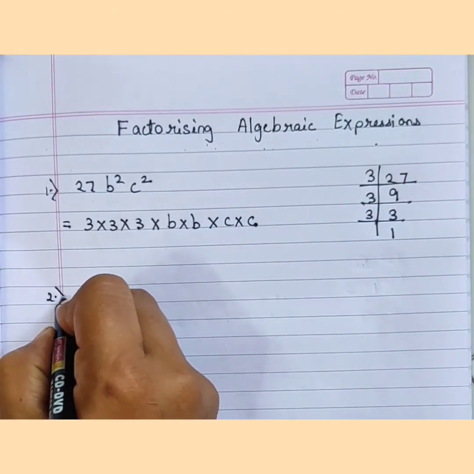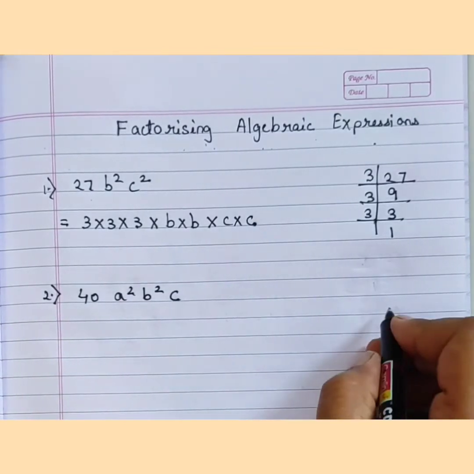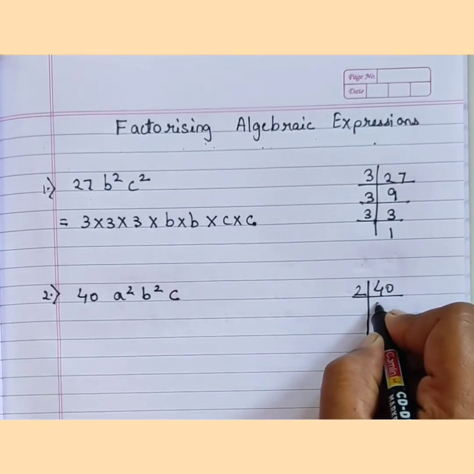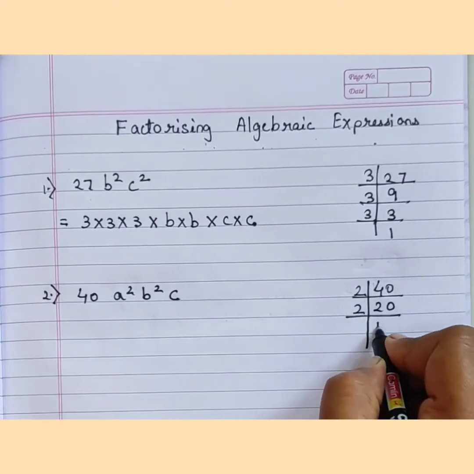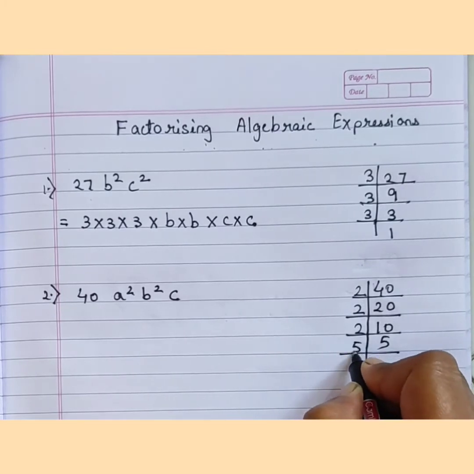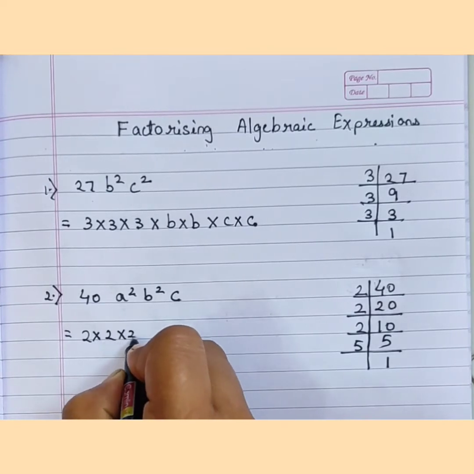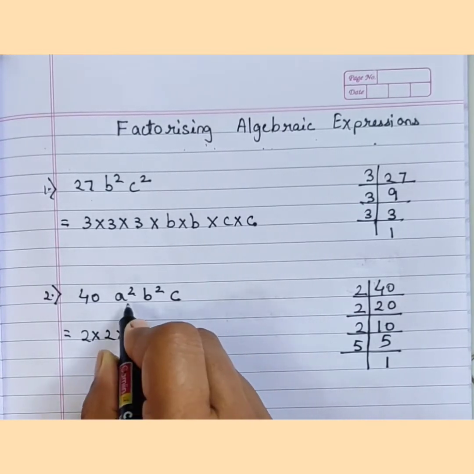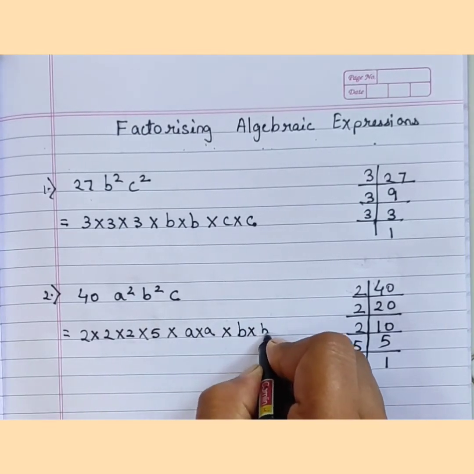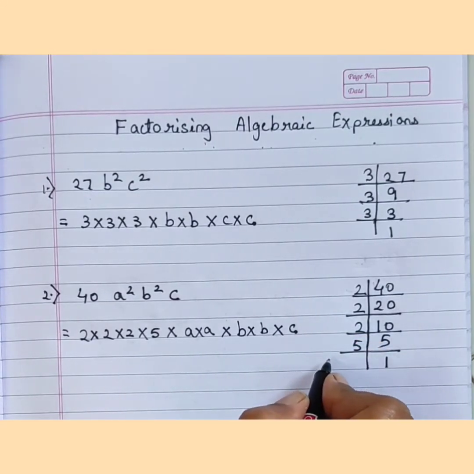We will take the second example as 40a square b square c. Now we will factorize the coefficient 40. That is 2 20s are 40, 2 10s are 20, 2 5s are 10 and 5 1s are 5. So we can write 40 as 2 into 2 into 2 into 5, a square is a into a, b square is b into b, and c. So this is how we factorize the algebraic expression.